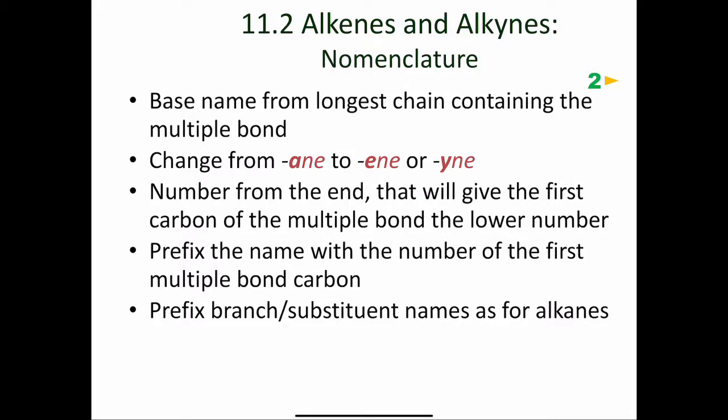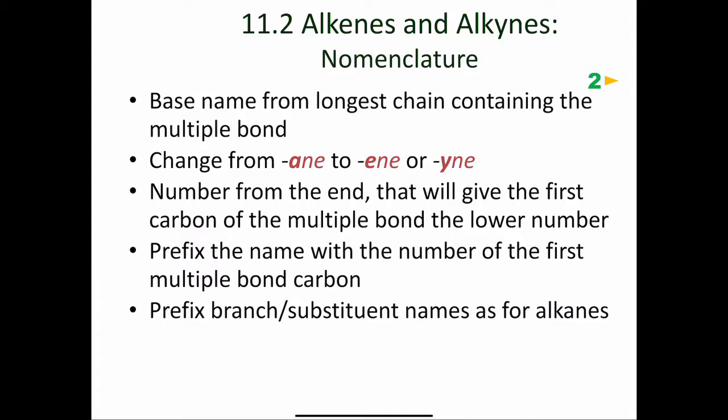Alkene and alkyne names are derived from the names of the alkanes of the same carbon chain length. The same prefixes are used, like meth, eth, prop, etc., except we change the suffix. What was once -ane becomes -ene for an alkene and becomes -yne for an alkyne.